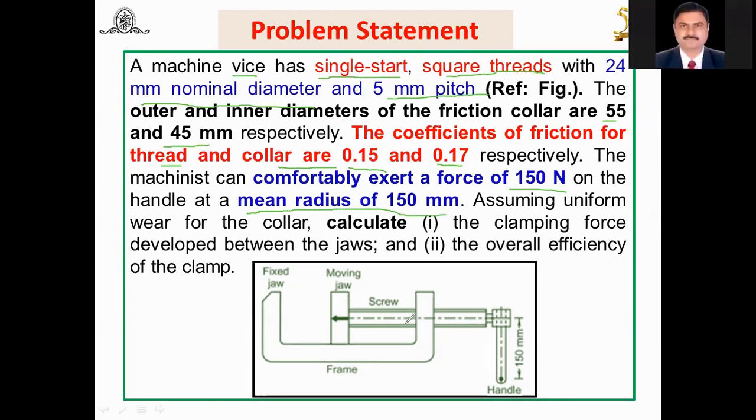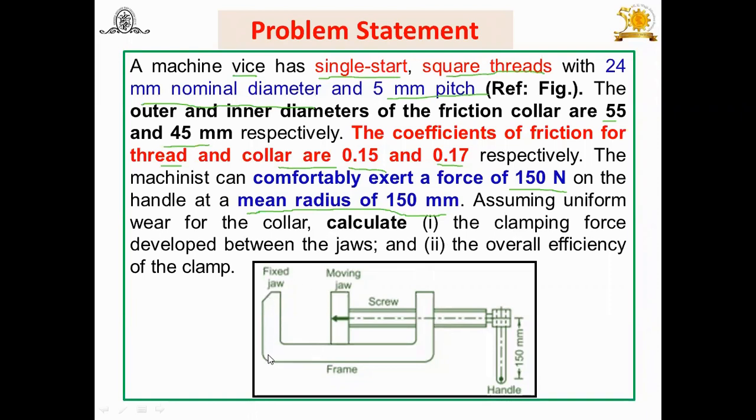That means to rotate this handle, how much is the force exerted? 150 Newton. Then second, how much is the handle length? That is 150 mm. It's shown in the figure also, and it is mentioned in the statement also. Assuming uniform wear for the collar, calculate the clamping force developed between the jaws.